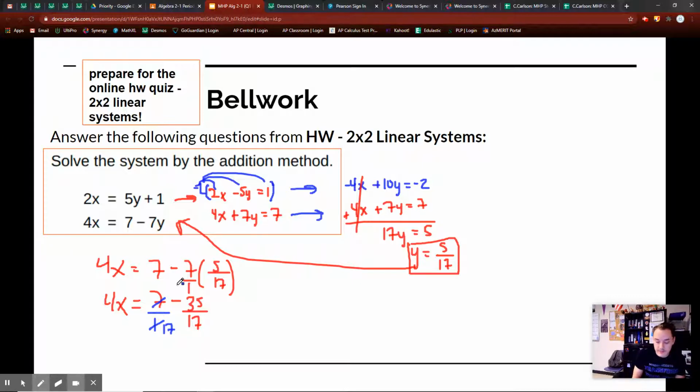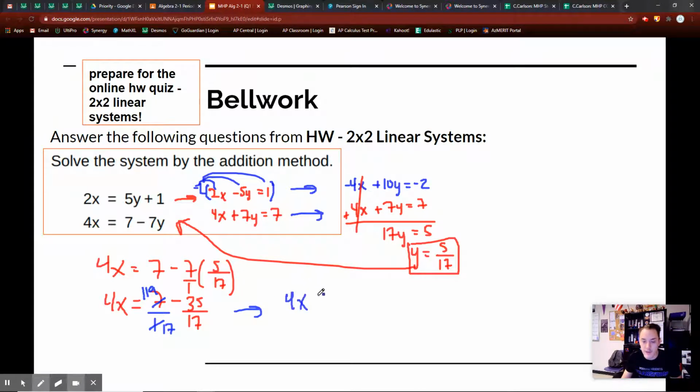7 times 17, 119. I was close. I was thinking like 120 something. So 119, I just don't want to be wrong. So 119, and then we minus them. 119 minus 35 is 84.